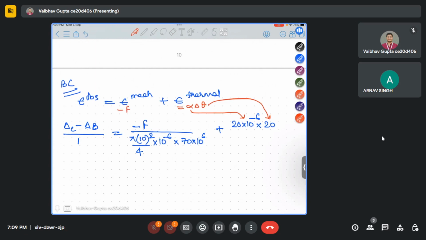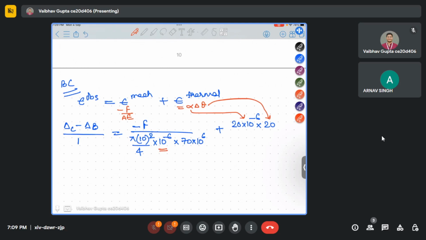Epsilon mechanical is nothing but minus F upon AE. A is the area of the circle, pi d square by 4. D is 10 mm. So we put the value of D, and to convert the unit to meter square, we multiply by 10 to the power minus 6.